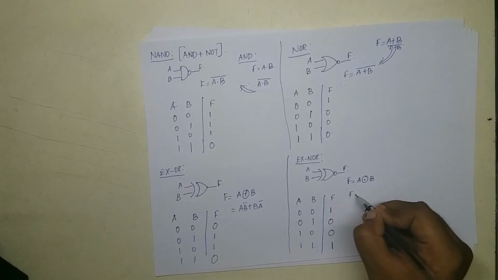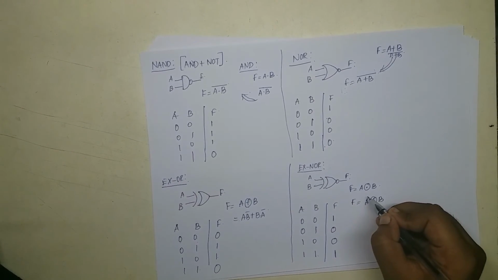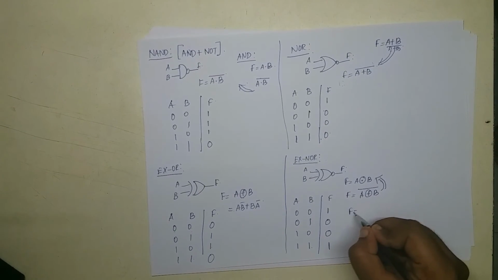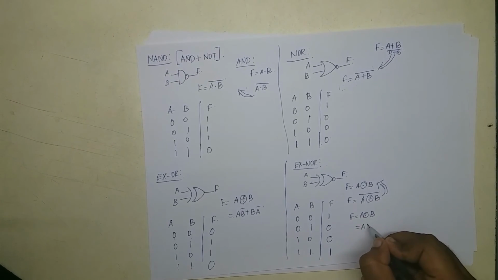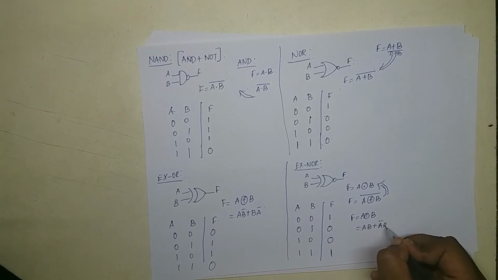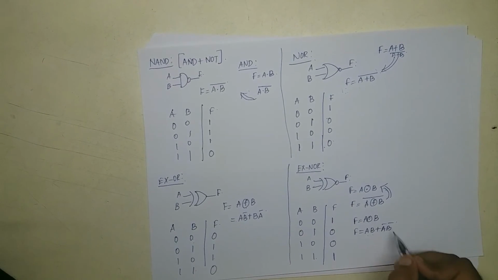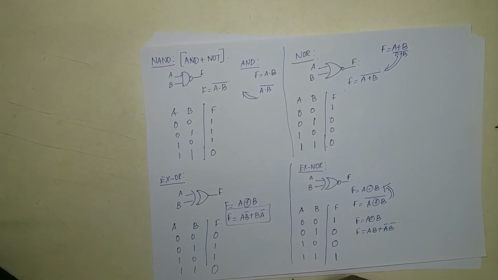So if we have F is equal to A exclusive OR of B, if we invert this, we will be getting exclusive NOR. It is written as A B plus A bar B bar. How we are deriving this function, F is equal to A B plus A bar B bar, or F is equal to A B bar plus B A bar, we will be seeing in upcoming classes.